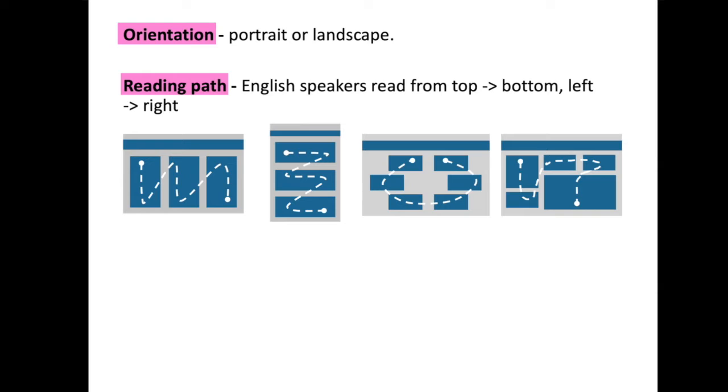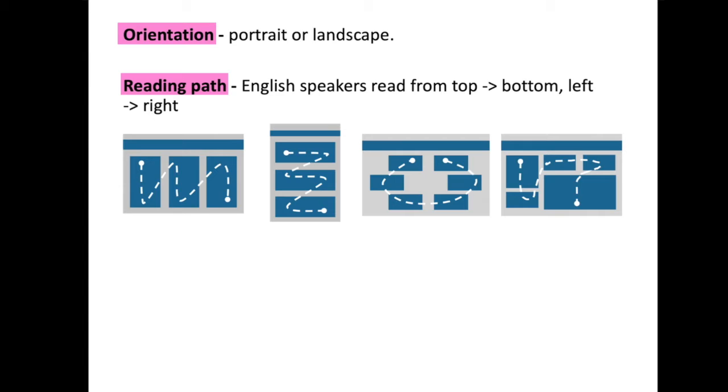One thing to keep in mind at this point is the reading path. In English-speaking countries, we tend to read from top to bottom and from left to right. So I've demonstrated here how different layouts of a poster might be read. Now, the first two examples seem fairly straightforward in terms of how one would scan through the content. The second two examples are perhaps less obvious in how you would move around.